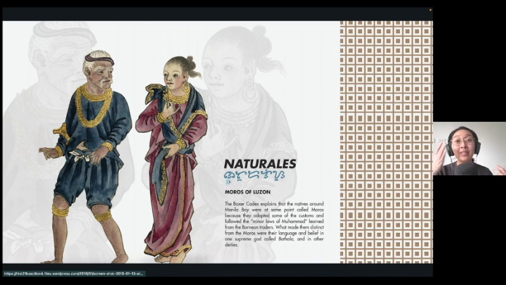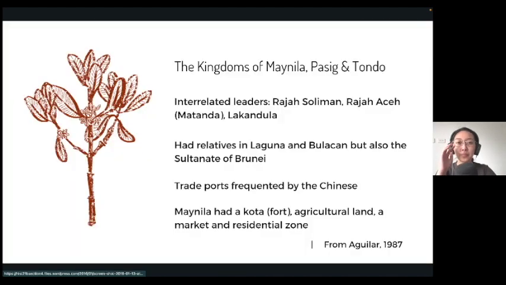These are the naturales or natives, the Spanish would, or the Boxer Codex would say. These are the Moros of Luzon. The Boxer Codex explains that the natives around Manila Bay were at some point called Moros because they adopted some of the customs and followed the minor laws of Muhammad learned from Bornean traders. What made them distinct from the Moros was their language and belief in one supreme god called Bathala and in other deities. So it's not necessarily an Islamic society. It's a society that has taken a lot of beliefs and integrated them into their local understanding of spirituality.